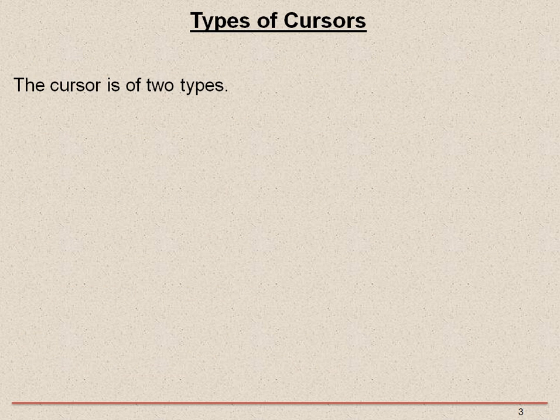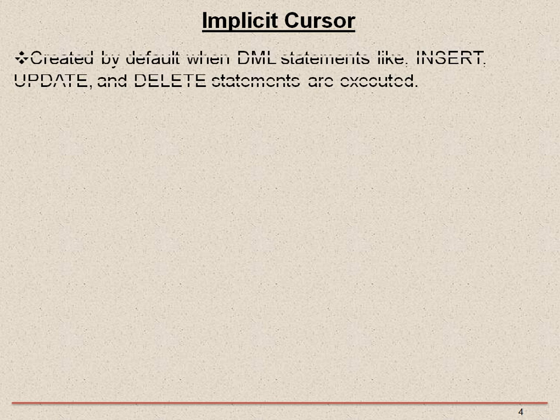Okay. Now, types of cursor. Basically there are two types of cursor: first is the implicit cursor and second is the explicit cursor. Now we will first discuss the implicit cursor. What is this implicit cursor actually?